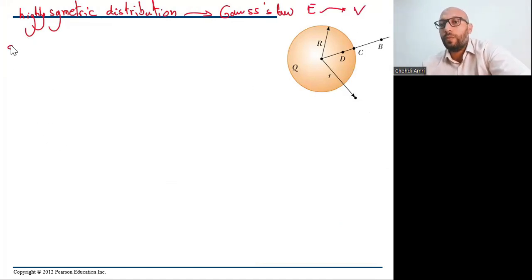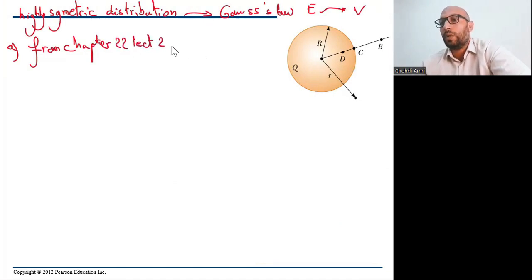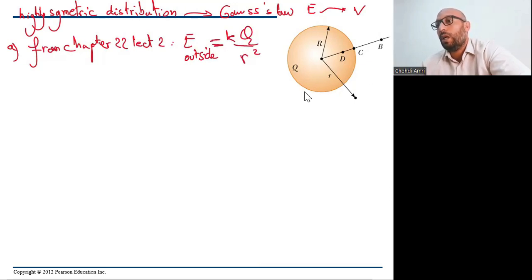So from chapter 22, lecture 2, the electric field outside, how much is outside? Is kQ over r squared. And r is the distance from the center to the point, let's say it's a point P. Okay?